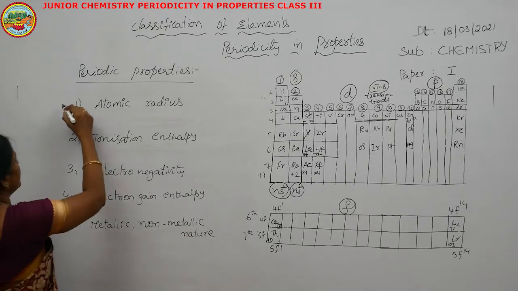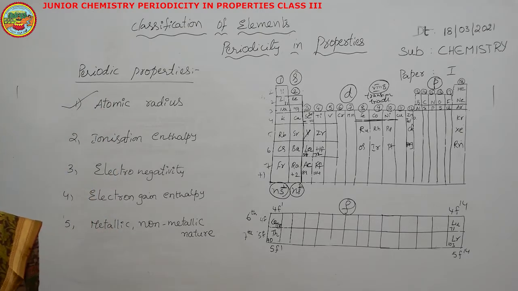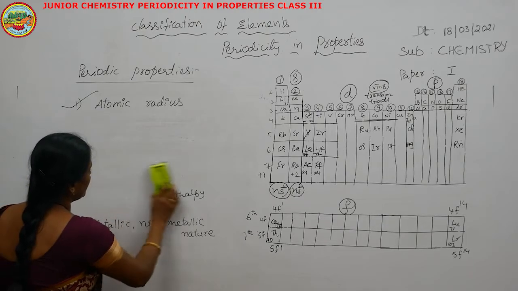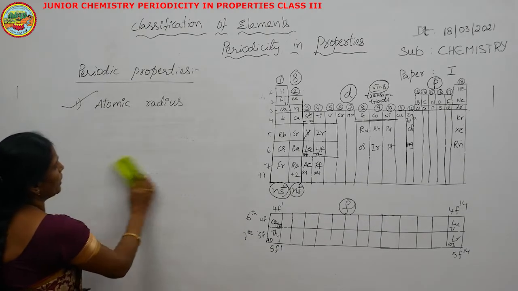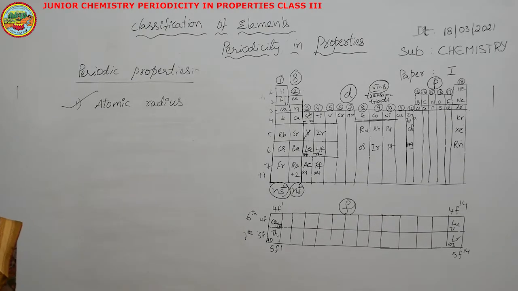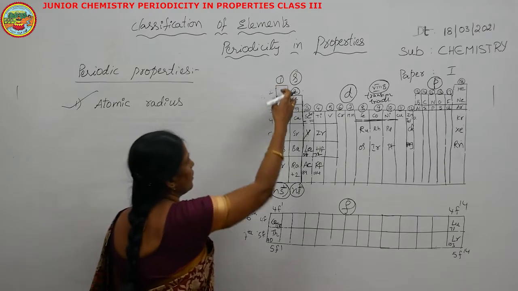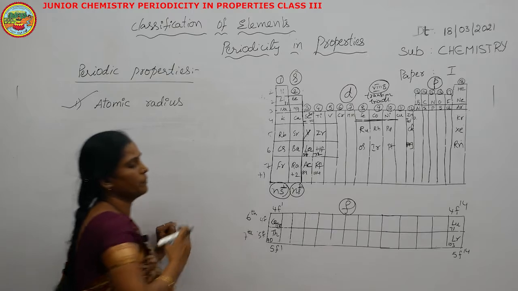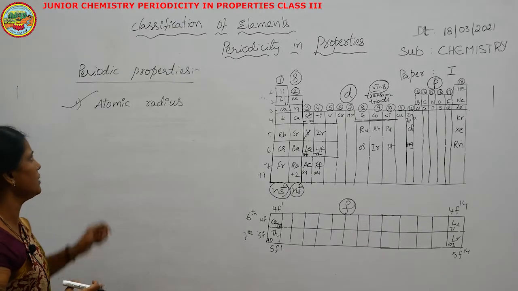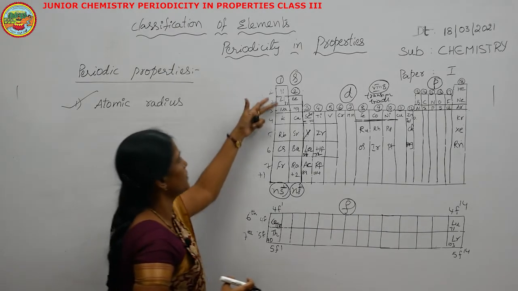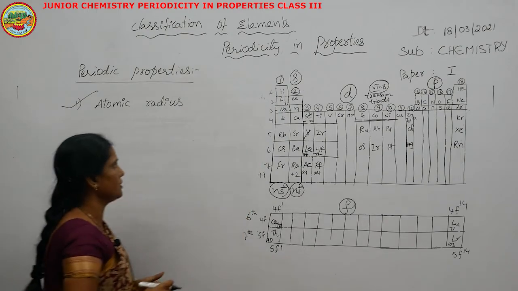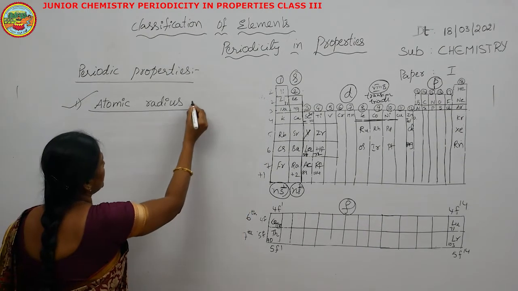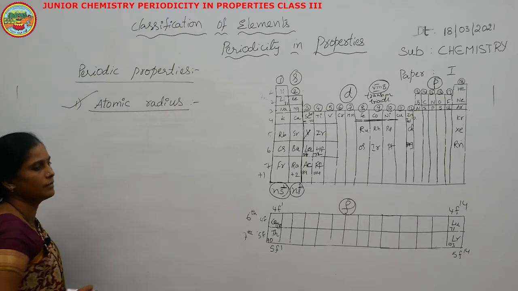So the first one is atomic radius. Let us see what is meant by atomic radius, and how it varies in a group and in a period. See, group means the vertical column from top to bottom, and period means the horizontal row from left to right. How do these properties vary from top to bottom and left to right? First one is atomic radius. What is meant by atomic radius?